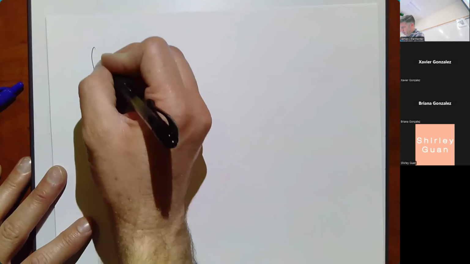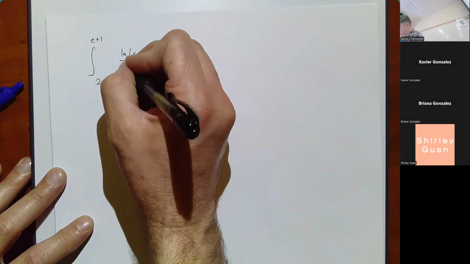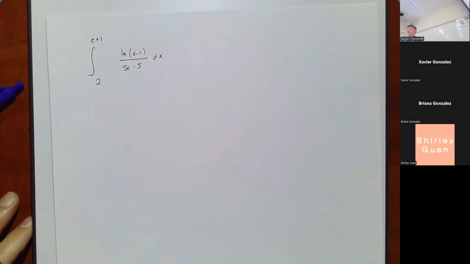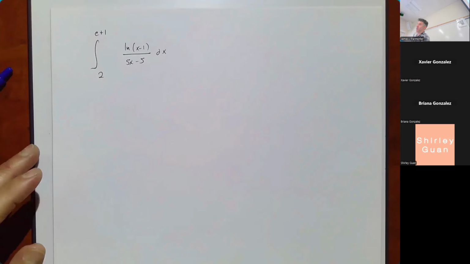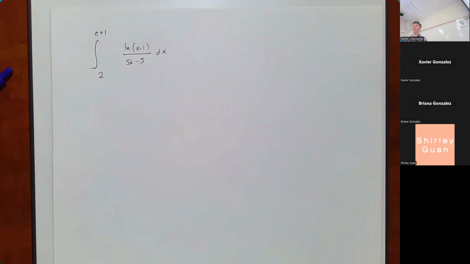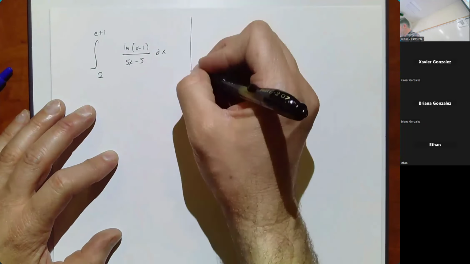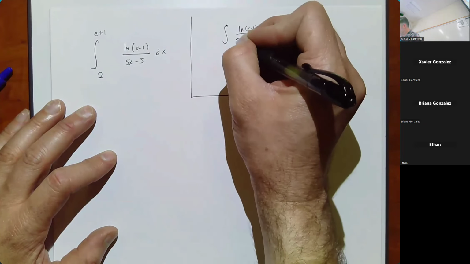The integral from 2 to e plus 1 of the natural log of x minus 1 over 5x minus 5. That's a little tricky. That feels pretty tricky to me. So when I'm doing a definite integral and I have to do more than just simplify the integrand, I would much rather do the indefinite integral first and then go back into the definite part. Meaning I'm going to start off by just doing the integral of natural log of x minus 1 over 5x minus 5.